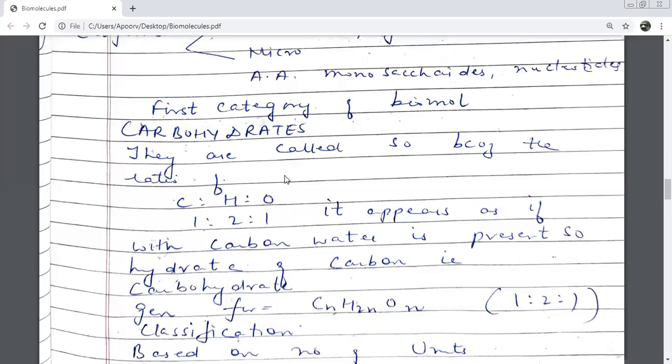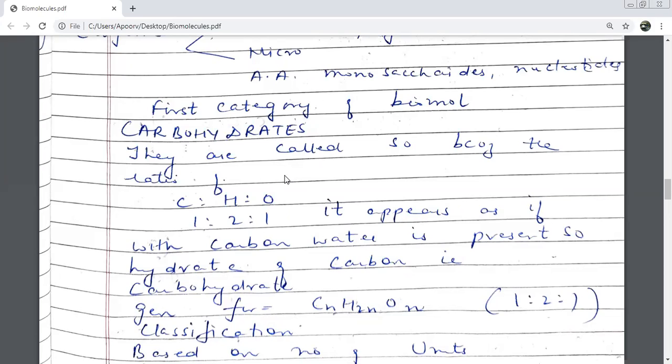Glycosidic bond. Very good. A glycosidic bond is formed in two cases: when a carbohydrate unit combines with another carbohydrate, or with any other group. Like in disaccharide, we said one carbohydrate is combining with another carbohydrate. So this kind of bond is known as which bond? Glycosidic bond.